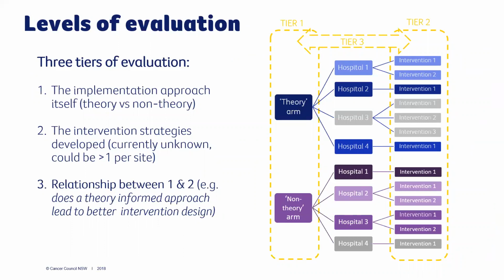And so you might be starting to appreciate just some of the complexities of evaluating an implementation trial. But I guess the HASP trial is particularly unique in its design in that we've really got 3 tiers of evaluation. So the first tier is the implementation approach itself, so a theory versus a non-theory implementation approach. And then in the second tier, we've got the intervention strategies that have been developed. And we currently don't know what those interventions are at this stage of the trial, but there could be more than one for each hospital. And then we've got the relationship between 1 and 2. So for example, does a theory-informed approach lead to better intervention design?